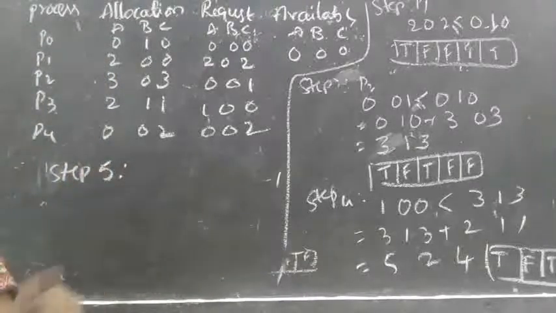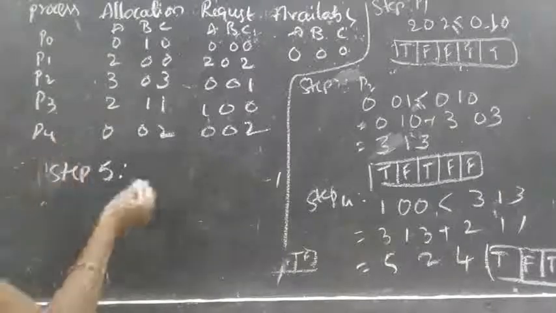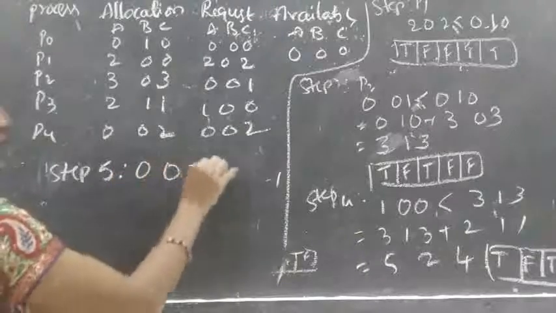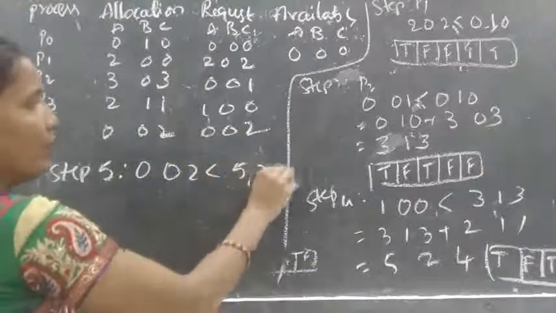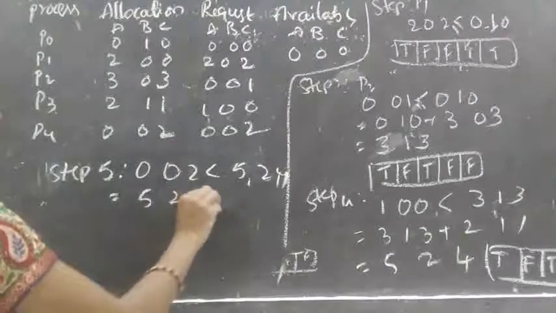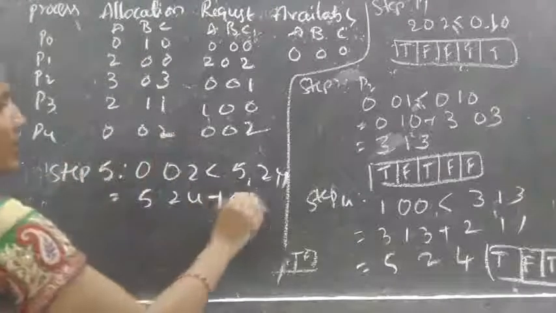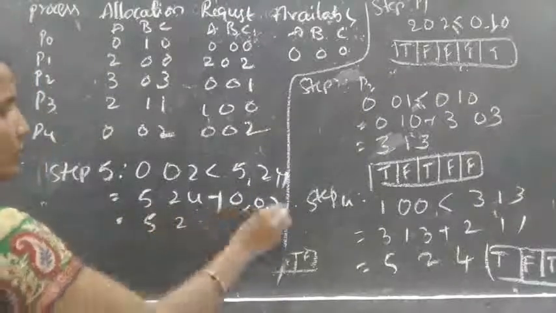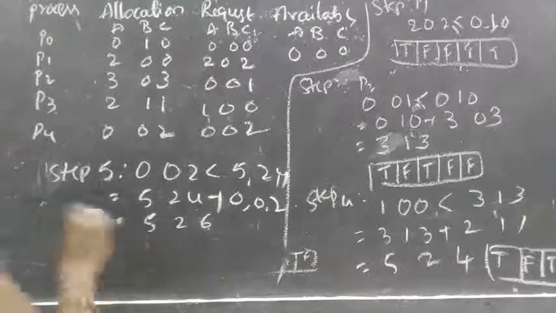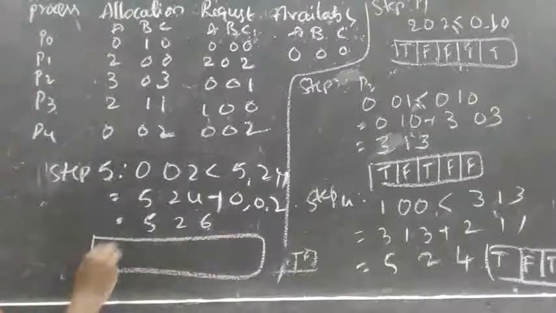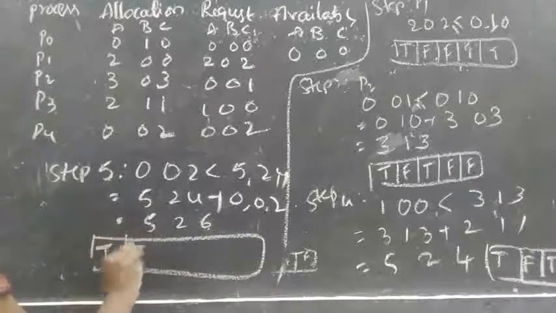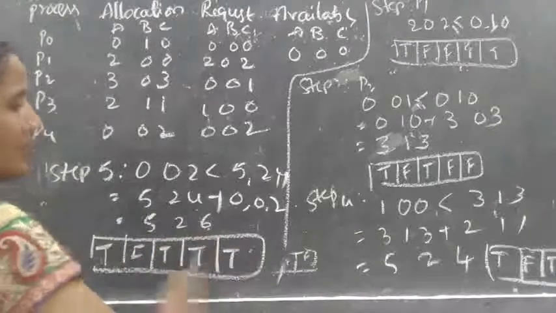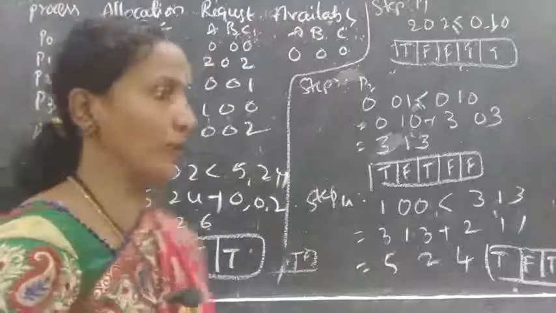Now step 5. Next we see P4. P4 has not completed execution. It is requesting 0, 0, 2, which is less than 5, 2, 4. Then 5, 2, 4 plus the already allocated resources, 0, 0, 2: 5 plus 0 is 5, 2 plus 0 is 2, 4 plus 2 is 6. Again you see the chart. The first one completed execution, the second one not completed, the third and fourth completed, and the fifth one is also completed.